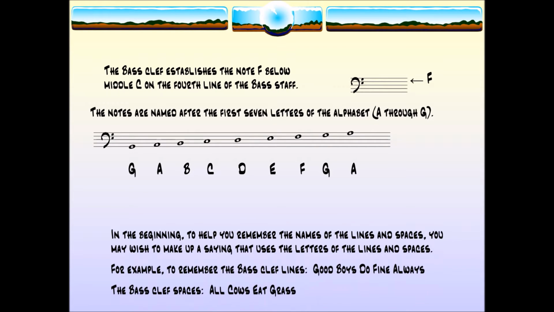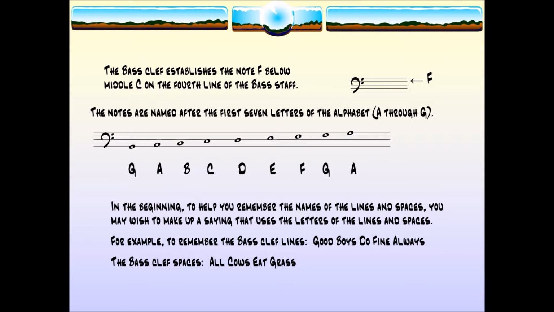Now in the beginning, to help you remember the names of the lines and spaces, you may wish to make up some sort of saying that uses the letters of the lines and spaces. Some type of mnemonic for you. For example, to remember bass clef lines, good boys do fine always: G, B, D, F, A. And for the bass clef spaces, all cows eat grass: A, C, E, G.